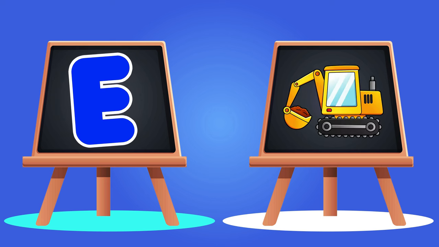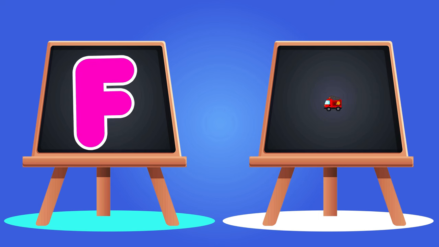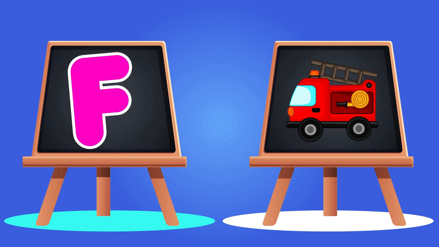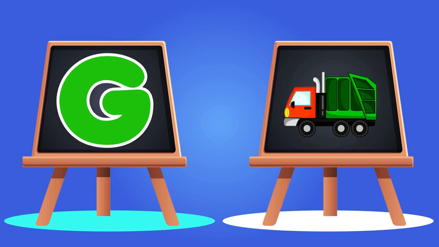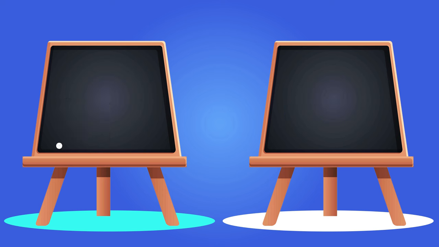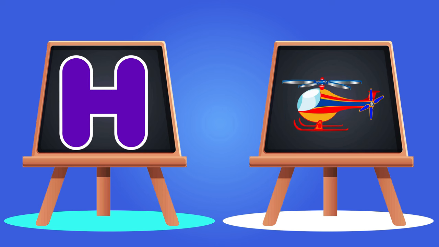E is for excavator. E, E, excavator. F is for fire truck. F, F, fire truck. G is for garbage truck. G, G, garbage truck. H is for helicopter. H, H, helicopter.